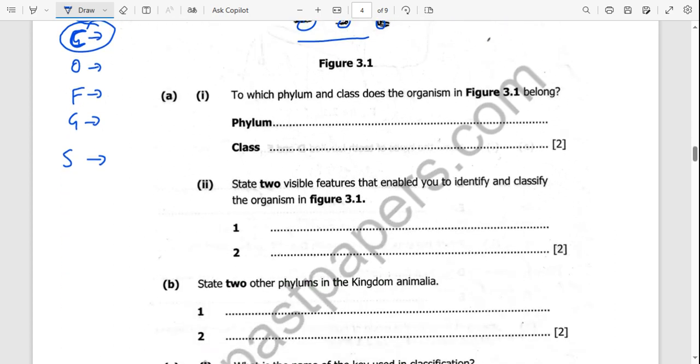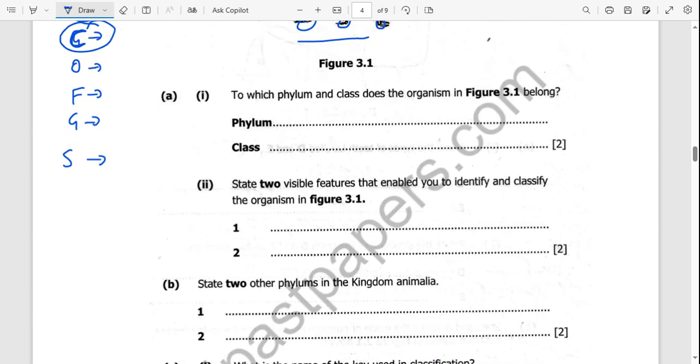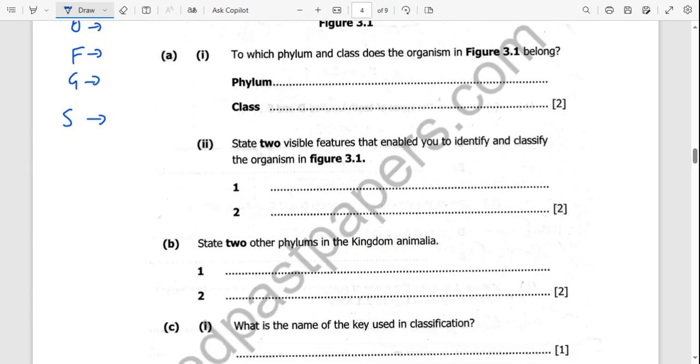State two visible features that enabled you. So we have answered. State two other phylums in the kingdom Animalia. So what other phylums did I mention in the kingdom Animalia? So in the kingdom Animalia, we're going to have phylums like Annelida, which you are going to find worms which have got segments like earthworms. That is Annelida. Mollusca, those are snails.